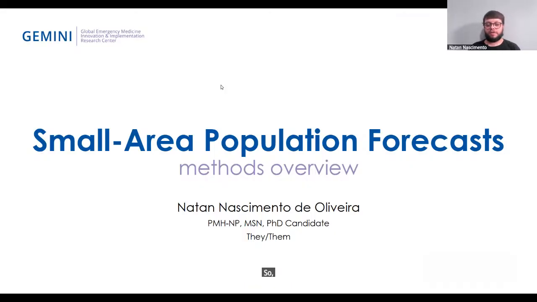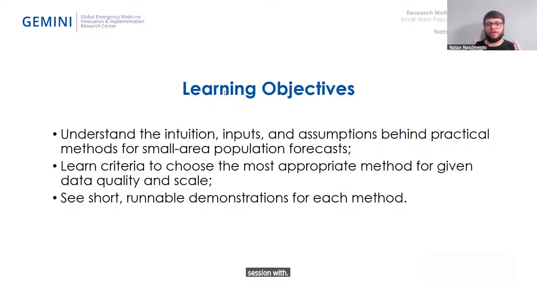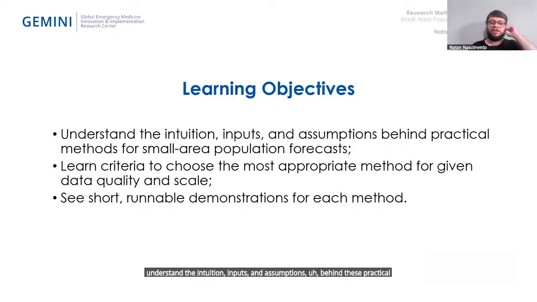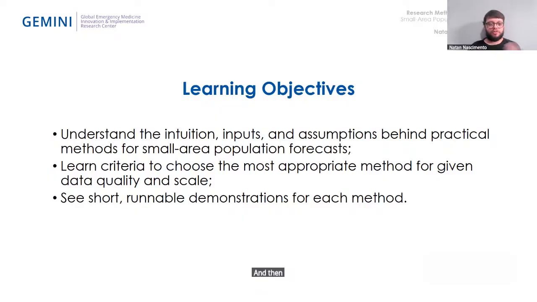So a couple of takeaways that I want you to leave this session with. Understand the intuition, inputs, and assumptions behind these practical methods for small area population forecasts. Learn the criteria to choose the most appropriate methods, and then see short runnable demonstrations for each method. So the idea here is that I'll go through some theoretical aspects of these methods, and then I'm going to go to a more practical one. Since I've been studying this for a long time, I have created two functions on R to help this process of population projection.